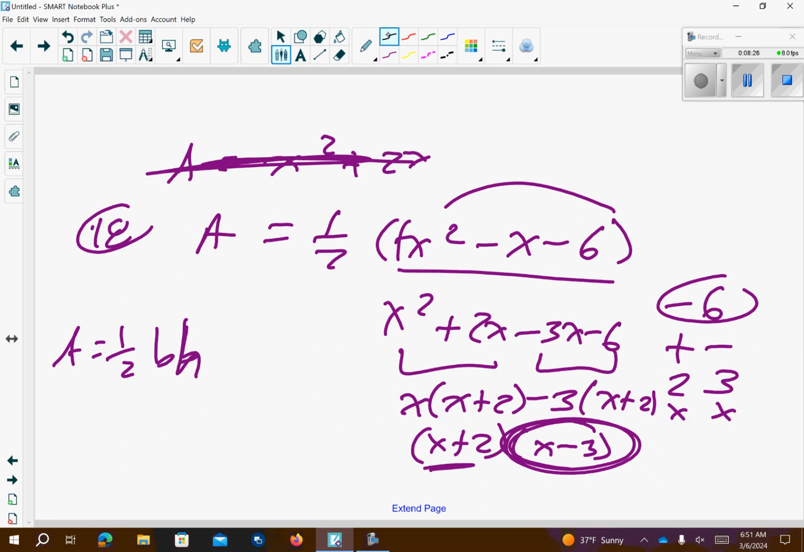Find the area if x equals 8. You could plug 8 in here. That's 10 times 5, so that's 15, and then half of that, so 7.5 is the area. Okay, those are 17 and 18, kind of goofy.